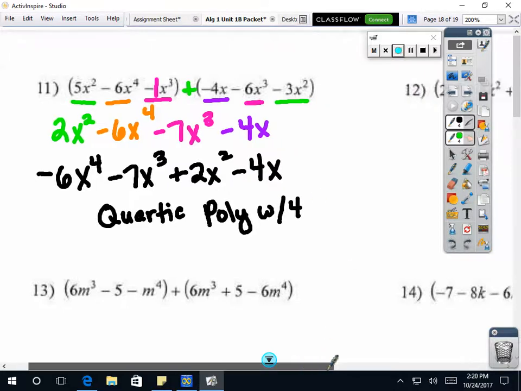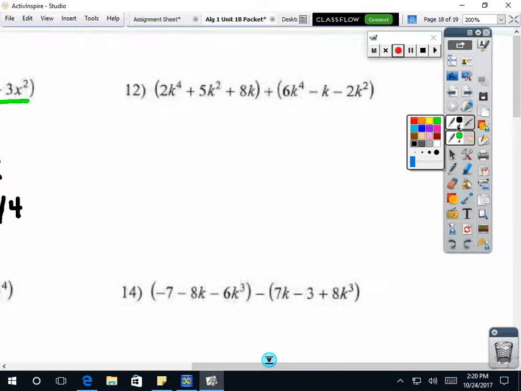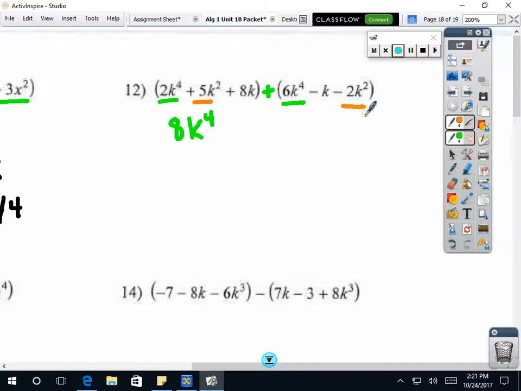Number 12. The first term we have is 2k to the fourth. Can it be added to anything over here? 6k to the fourth, which is what? 8k to the fourth power. Okay, then moving on, we have 5k squared. Can it be added with anything? Negative 2k squared. What's 5 plus negative 2? 3k squared. And it's positive, so make sure you write plus 3k squared.